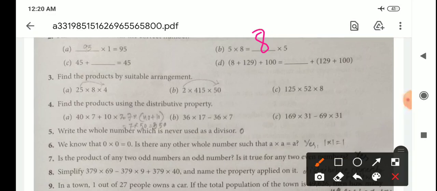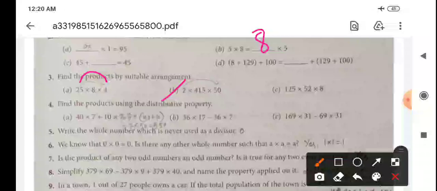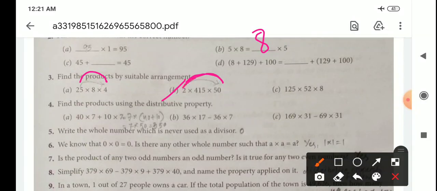Then 3 number, find the products by suitable arrangement. Here we see if we multiply 25 and 4, then we get what? 25 4s are 100. So 100, easily we can multiply 8. That is 800. Like this here you see, children, be bit 2 multiply 400, 415 multiply 50. So if we multiply these two and 50, then we get 100. Then easily we can multiply with this number. Like this, children, you complete 3 number.